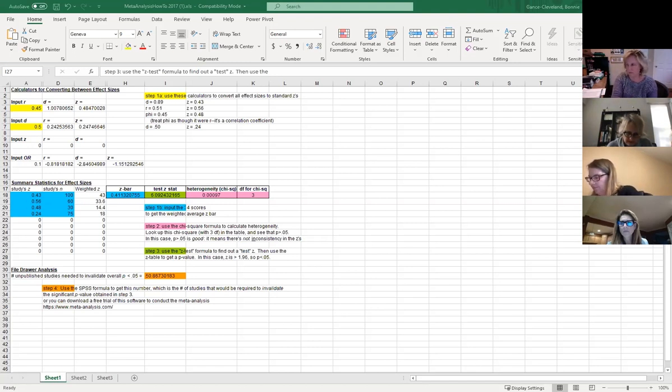So you're asking two different questions with this heterogeneity question in the pink and the Z-test question in the green. And you interpret those p-values differently, so don't get confused.